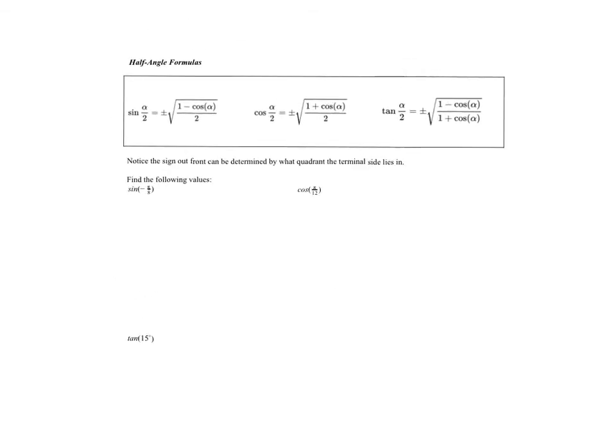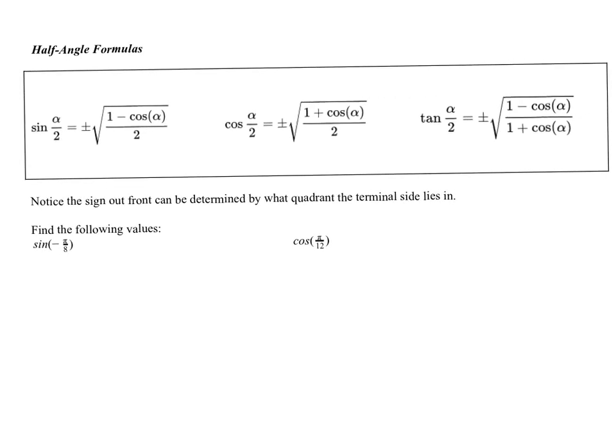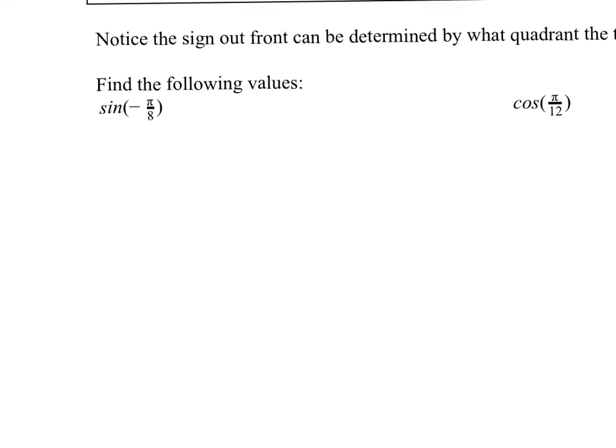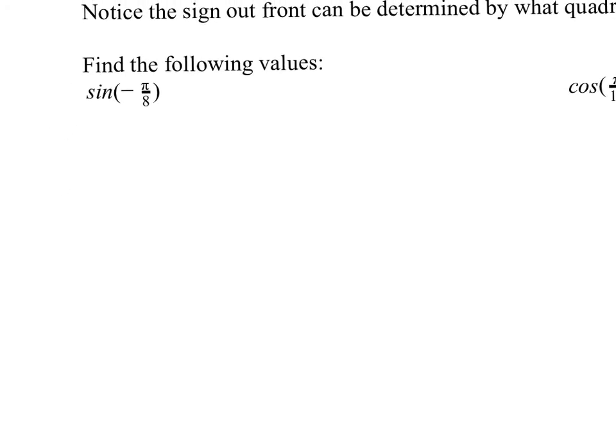So the last thing we have to look at are the half angle formulas. And if you notice, all of the half angle formulas have a plus or minus in front of them. So what that means is we have to figure out what quadrant our half angle falls in, and then we determine if it's positive or negative based on that. So let's take a look at our first example. So we want to find sine of negative pi over 8.